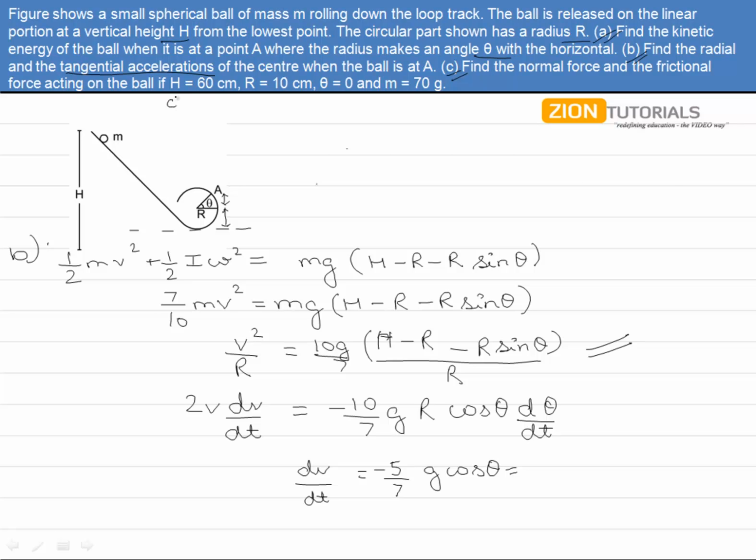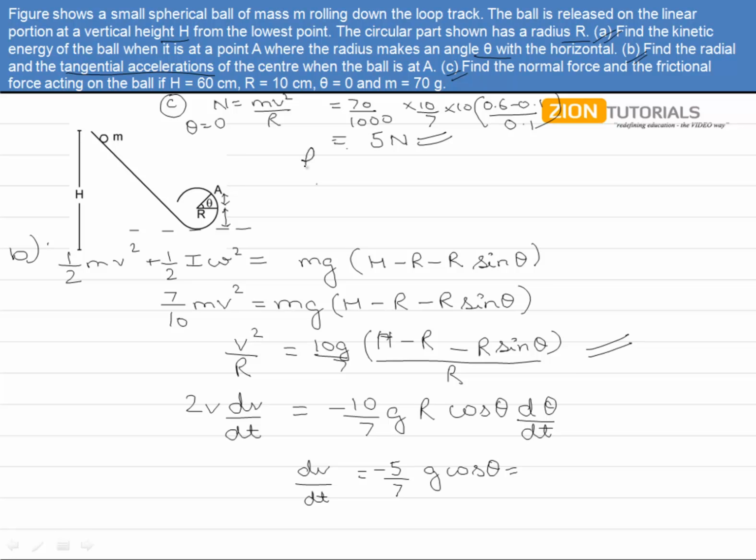In part C, we have the normal reaction equals mv squared by r, giving us 70 by 1000 into, now we are taking theta equal to 0, right? 70 by 1000 into 10 by 7 into 10 into 0.6 minus 0.1 over 0.1, giving us the normal reaction to be 5 newtons simply.